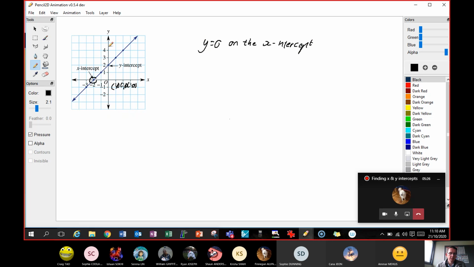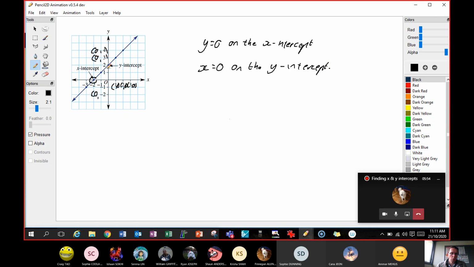Similarly, for the y-intercept, we know that the x coordinate is always going to be 0. This is going to be (0, -2). This is going to be (0, 3). This is going to be (0, 4), and so on. So we know that x will equal 0 on the y-intercept. So you just have to understand the Cartesian plane to access this.